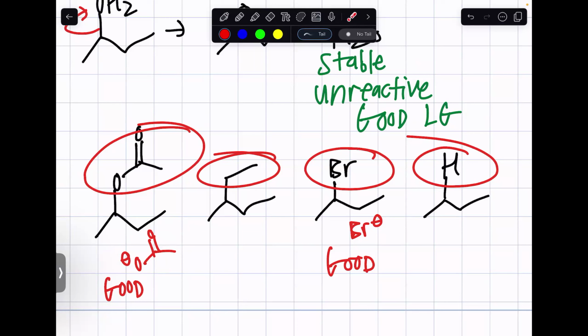And then hydrogen is a bad leaving group. Yeah. H minus, very, very bad leaving group. Like the worst leaving group.